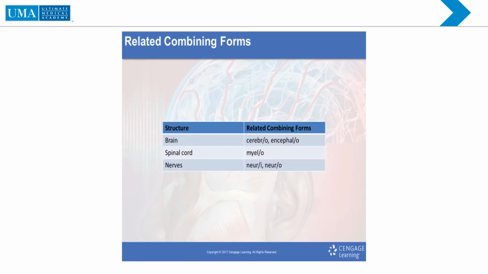Here we have some related combining forms specific to this body system. We have the structure in the first column, and then related combining forms in the second column. From here we can see cerebro as well as encephalo identifies the brain, myelo, the spinal cord, and then neuri or neuro will identify the nerves. Keep in mind that the letter O makes it the combining form, whereas the cereb or the encephal will be the root word. But once we add that O, it then becomes a combining form.